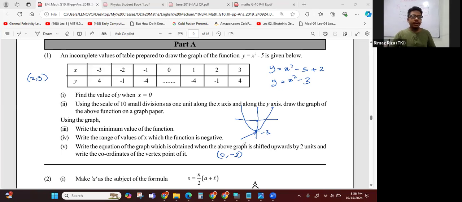The vertex point has different names, or they may ask for turning points. What are the coordinates of the turning point? If they ask that, it is also the same point. Or maybe they will ask for the coordinates of the minimum point, because this vertex is a minimum point. So the minimum point, vertex point, and turning point all three have the same answer because all three have the same meaning.